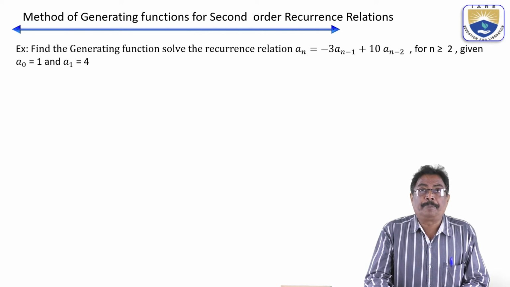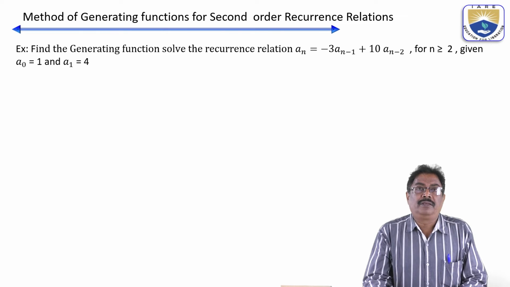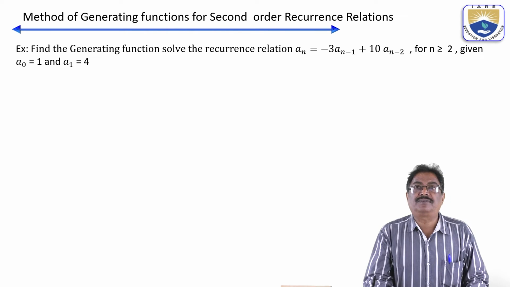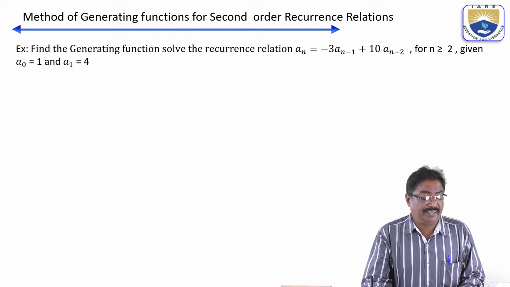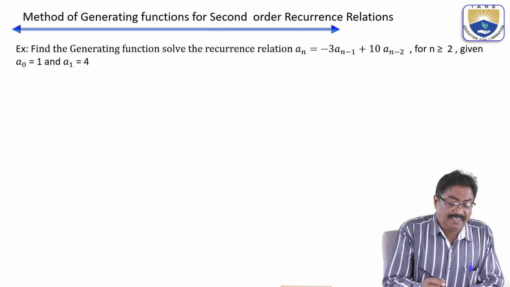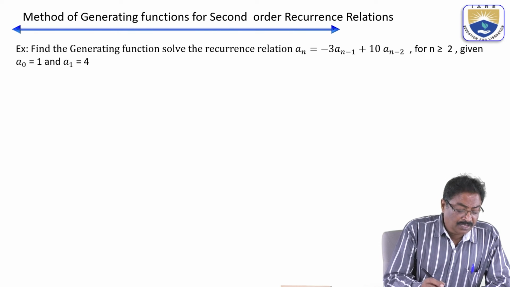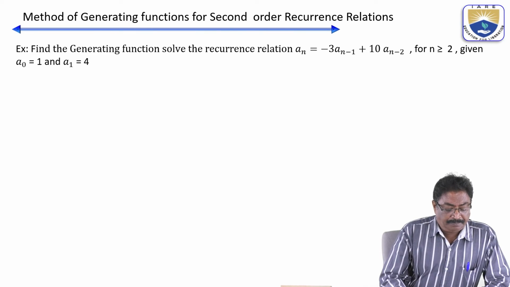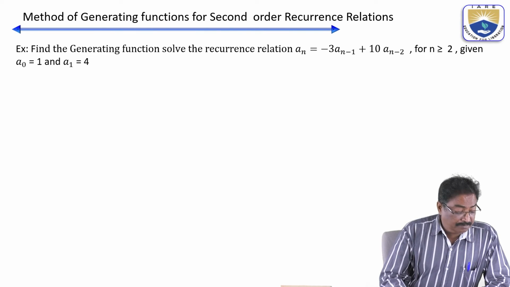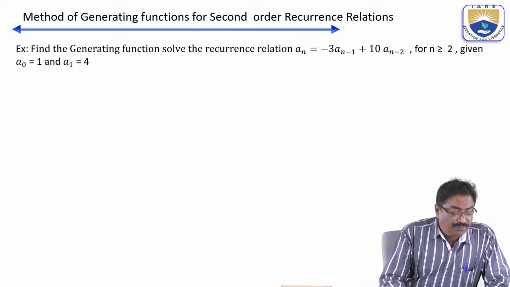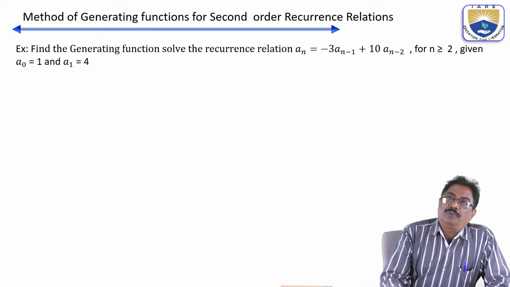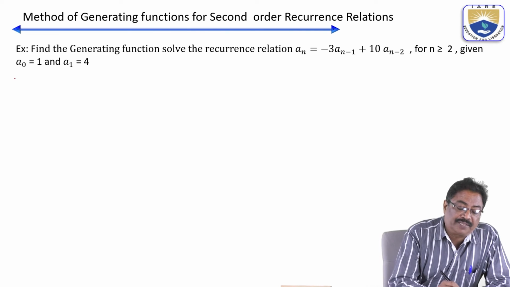Now let us go for the other problem. Find the generating function and solve the recurrence relation, which is given like this. Now we have to find out what is a_n. If you want to solve this, we can solve it using the previous method, or else we can also solve it directly.